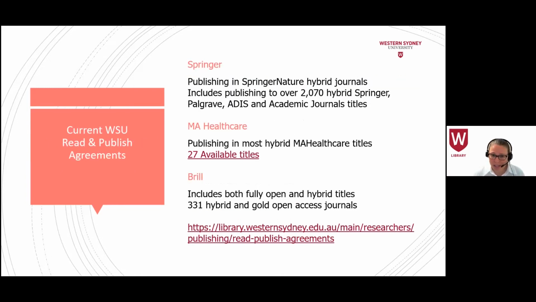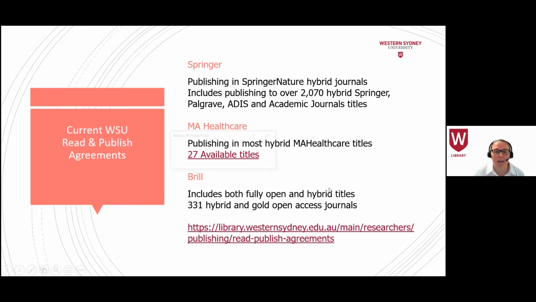Okay, so we've got 3. There's one with Springer. There's just over 2,000 journals within the Springer set that you can use. There are 27 within MA Healthcare, and that's probably the most pertinent for School of Nursing and Midwifery researchers. There's the 27 titles I can link out here, and there's also the Brill version of the read and publish agreement, and there's just over 300. Some of them are hybrid, some of them are gold. There's some more information on the library website here.